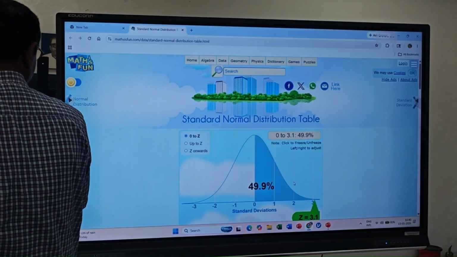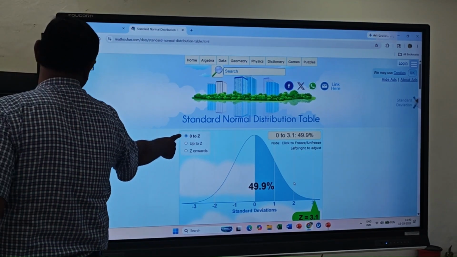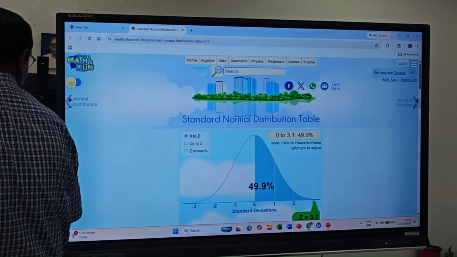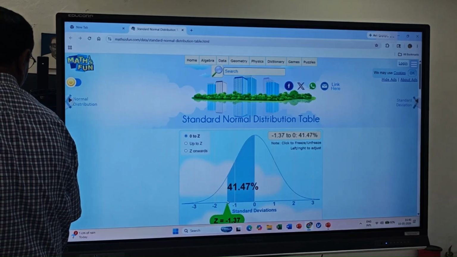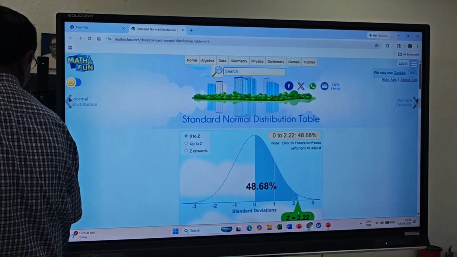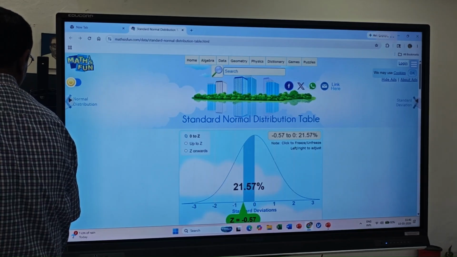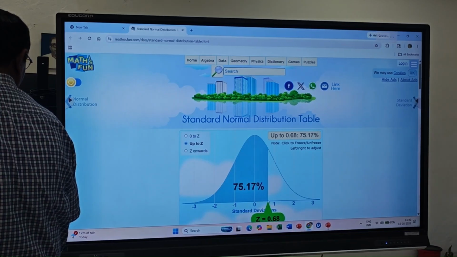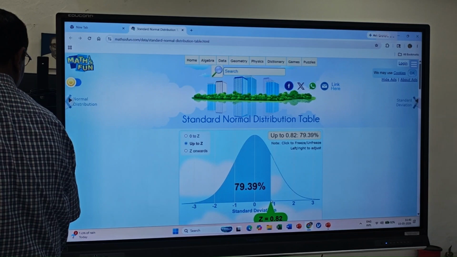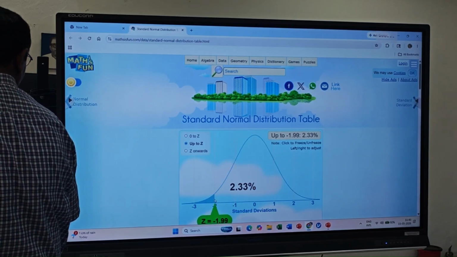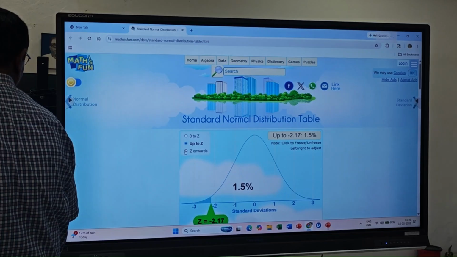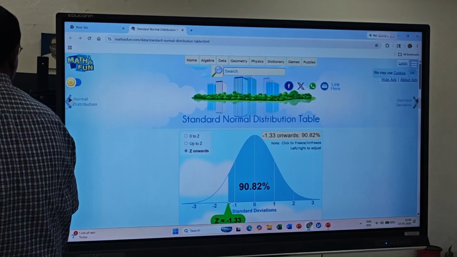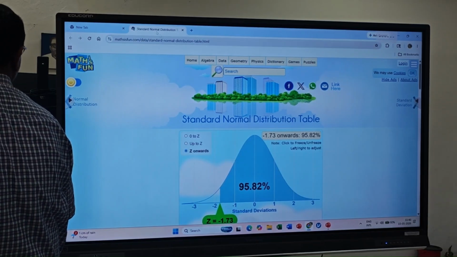As you can see, the first option is 0 to Z. 0 is the mean value, and it will show 0 to Z. The second option takes from the left up to Z. Wherever you place the icon, it will show the percentage, and the third is Z onwards. This is from a website called Maxisfun.